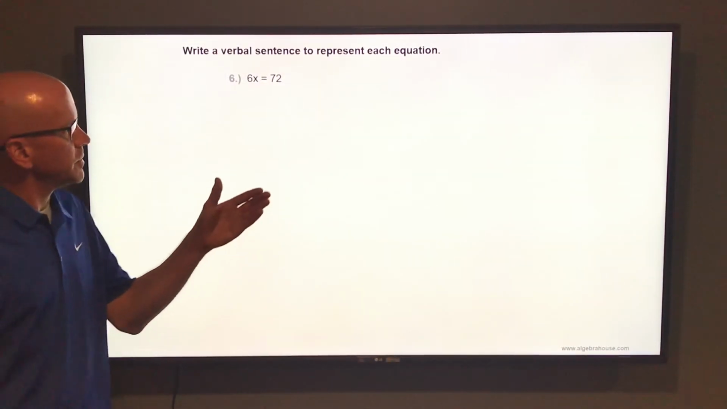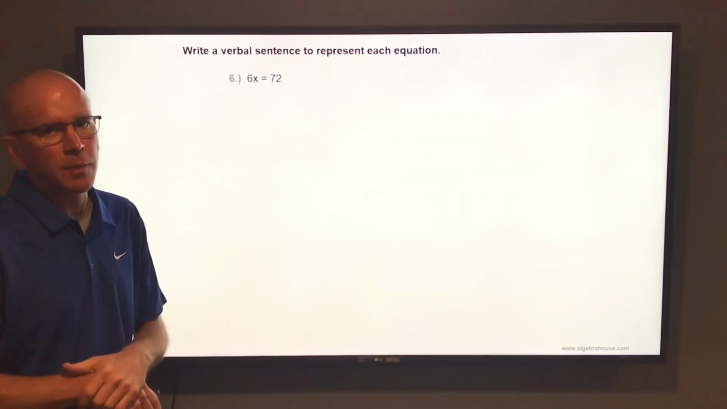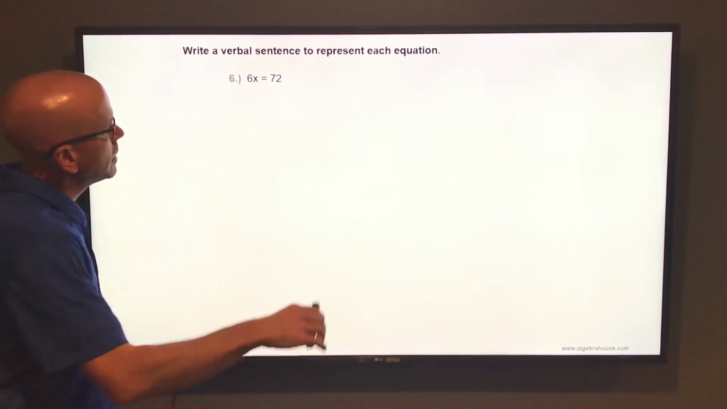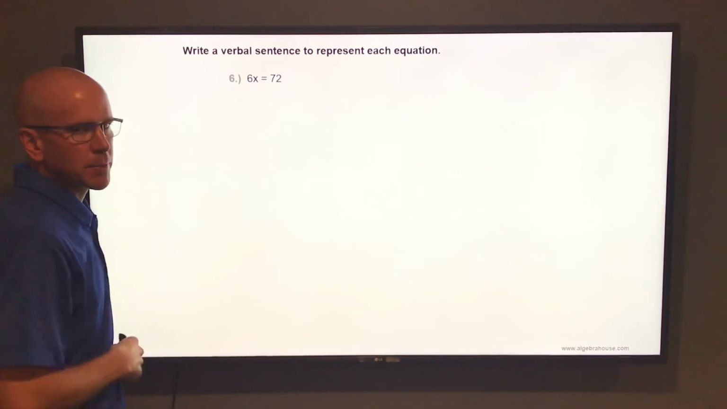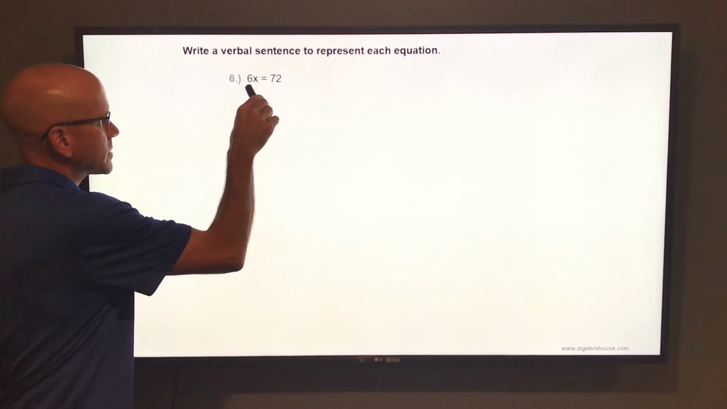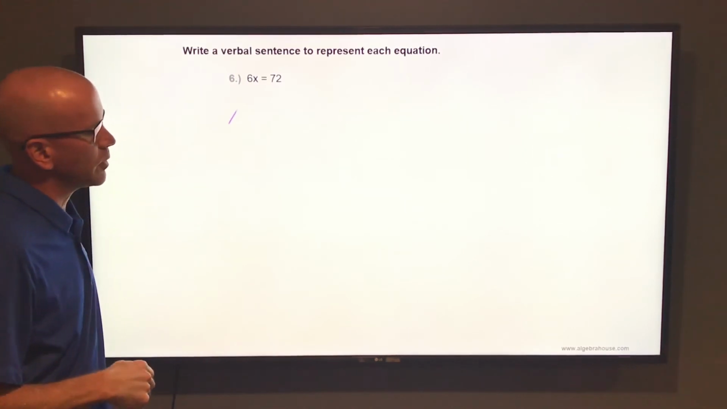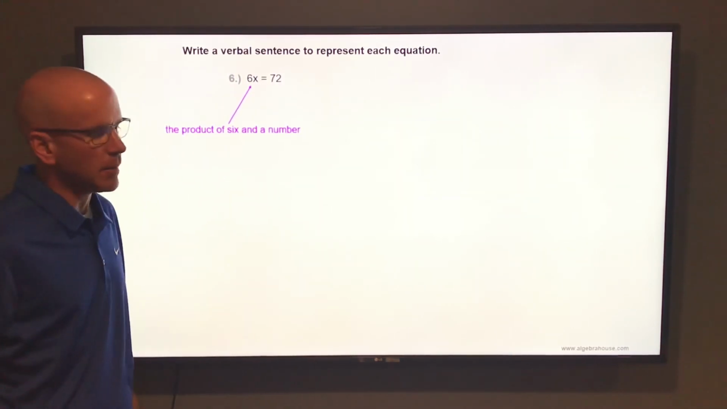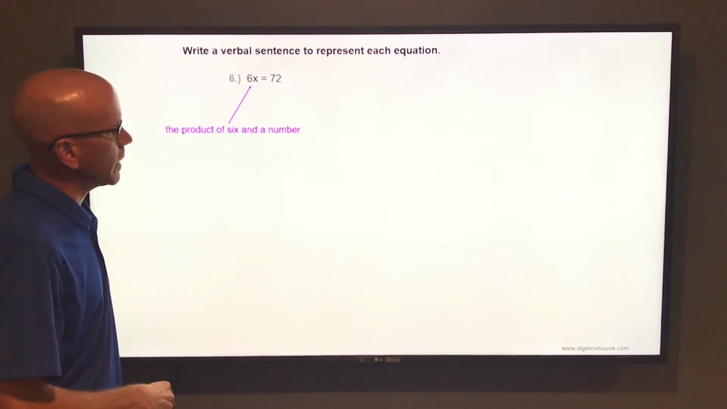We're going to switch gears here and we're going to write a verbal sentence to represent each equation. So we're starting with the equation 6x equals 72. We're going to write a verbal sentence that represents that. So talk through it to yourself. What's going on here? The 6 is being multiplied by the x, but we don't want to say 6 times x. You would say the product of 6 and a number, or the product of 6 and a number x.